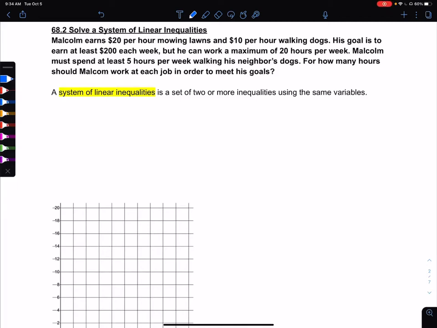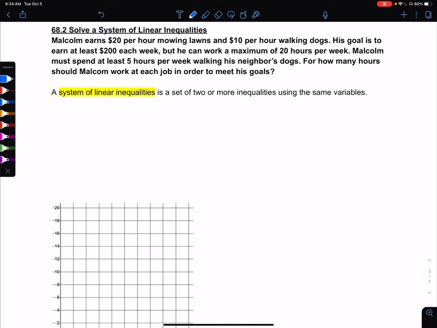Topic 68, example 2, where we solve a system of linear inequalities. Malcolm earns $20 per hour mowing lawns and $10 per hour walking dogs. His goal is to earn at least $200 each week, but he can work a maximum of 20 hours per week. Malcolm must spend at least 5 hours per week walking his neighbor's dog. For how many hours should Malcolm work at each job in order to meet his goals?